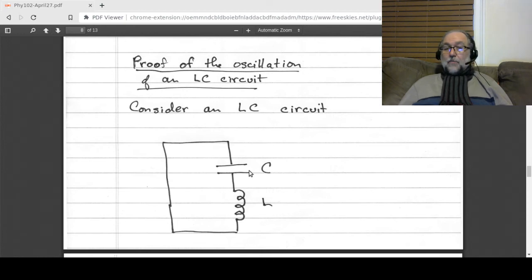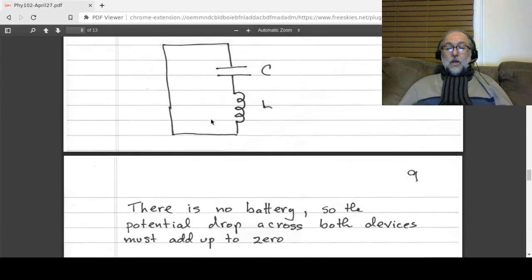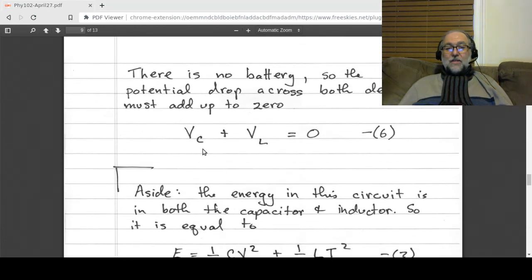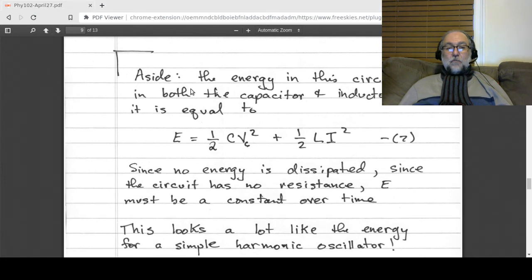Same thing: you've got a potential drop across the capacitor. You've got a potential drop across the inductor. Those two potential drops must equal zero, like that. Now, before I actually solve this, it's not that hard to solve. It's really interesting because it's almost identical to the simple harmonic oscillator. So the energy in the circuit is going to be a combination of the energy. I wrote these two energies above, but now I'm going to bring them together.